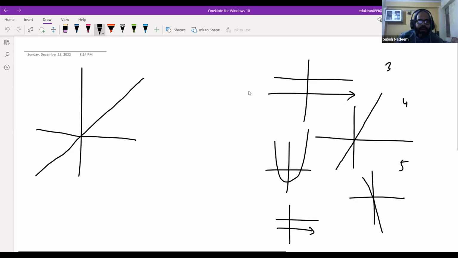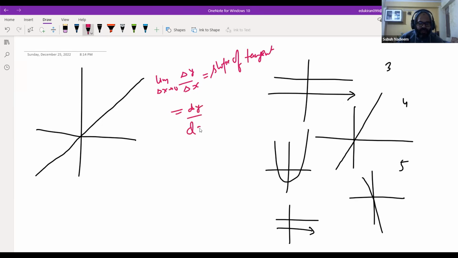So derivative is actually, if you remember, I told you delta y by delta x, that is change in y by change in x. If this delta x approaches 0, then for a curve, this becomes the slope of the tangent. And this slope of the tangent is written as dy by dx. So this is actually the curve here. Now, slope of tangent is the derivative. You have to understand that slope of tangent is the derivative.